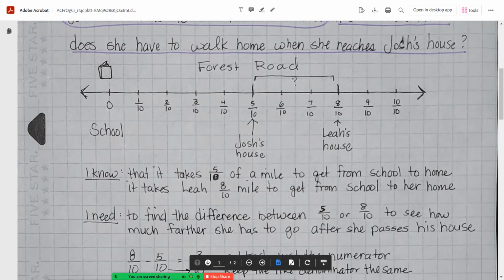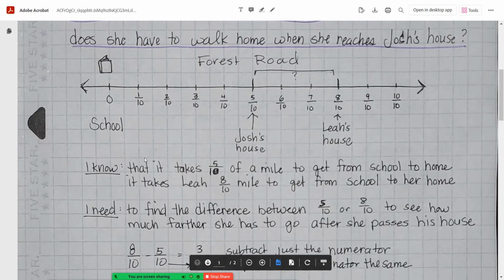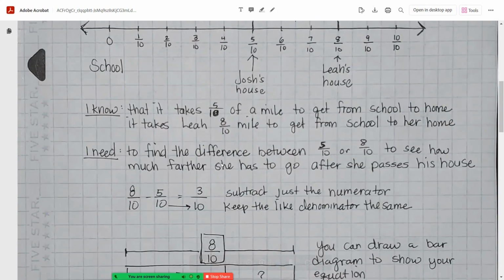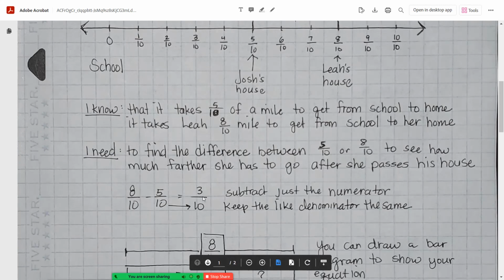So I know that it takes 5/10 of a mile to get from the school to Josh's house. And it takes her 8/10 of a mile to get from the school to her house. So I need to find the difference between 5/10 and 8/10. Once she reaches Josh's house, how much farther does she need to go? So what I'm going to do is 8/10 take away 5/10. And you can see that I'm just carrying over my denominator. I'm just copying it over, and I'm working just with my numerator. When I subtract 8/10 take away 5/10, I find out that I have 3/10.